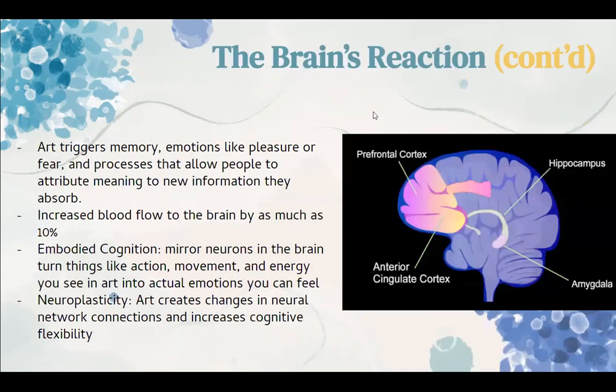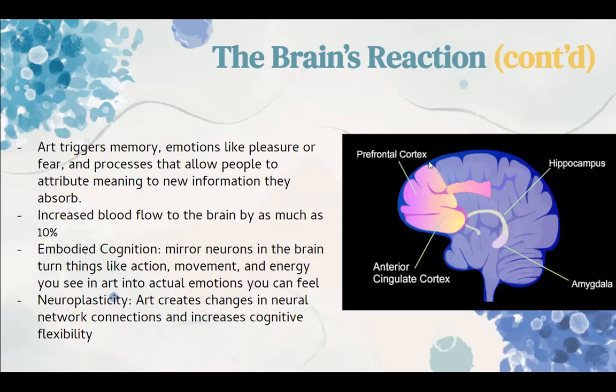Okay, and then moving on, art can trigger memory, emotions like pleasure or fear, and processes that allow people to attribute meaning to new information they absorb. So here the structure is related to this first point. We have the hippocampus, which is responsible for learning and memory. So for example, if you're sitting down to draw something and you might smell the scent of the crayons that you used in kindergarten, that would trigger your memory, and that might actually trigger your emotion too, and the amygdala is the center for that.